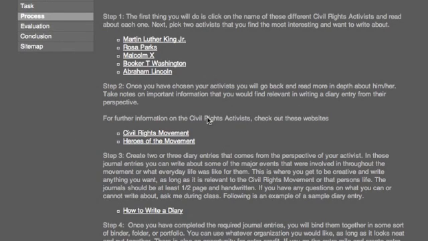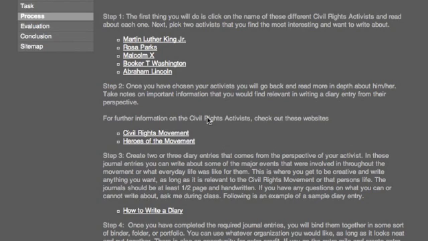Step 1. The first thing you will do is click on the name of these different civil rights activists and read about each one. Next, pick 2 that you find the most interesting and will want to write about. Once you have chosen your activist, you will go back and read more in depth about him or her. Take notes on important information that you would find relevant in writing a diary entry from their perspective. For further information on the civil rights activists, check out these websites below.